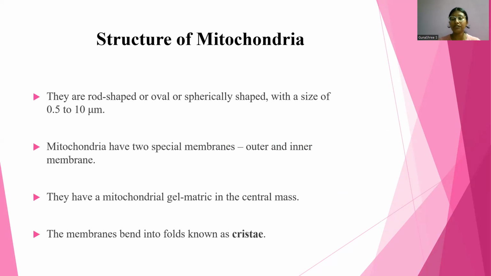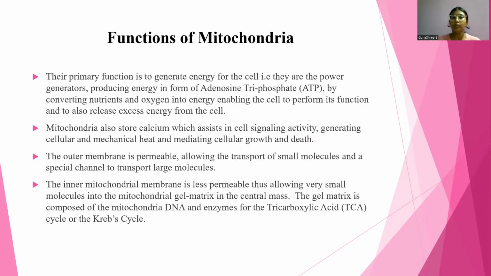So these membranes further bend down into folds that are known as cristae. Moving on to the functions of mitochondria. The primary function is to generate energy for all the cell. They are the power generators, producing energy in the form of ATP, that is adenosine triphosphate, by converting nutrients and oxygen into energy, enabling the cell to perform its functions.